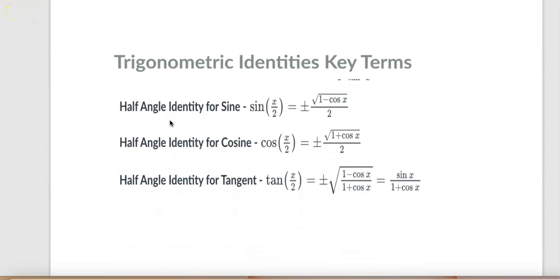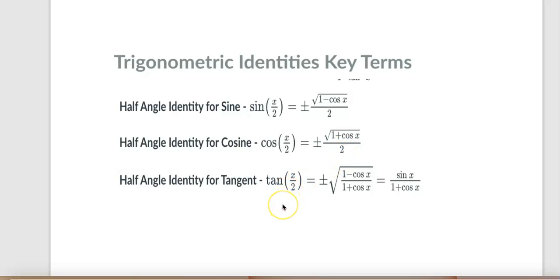So next we are having our identity. Those are also known as half angle identity. So we have half angle identity for sine. This is your sine x over 2. This means sine half. Sine x over 2 is equal to plus or minus radical of 1 minus cosine x over 2. Similarly, we have half angle identity for cosine. That's cosine x over 2 is equal to plus or minus radical of 1 plus cosine x over 2.